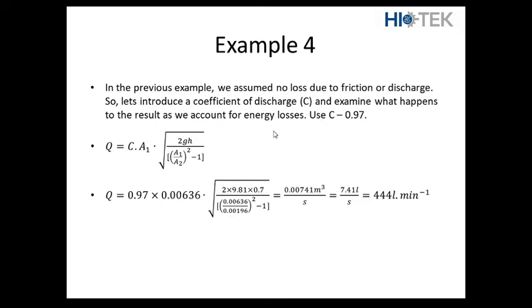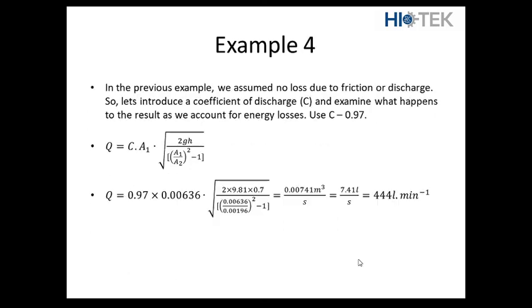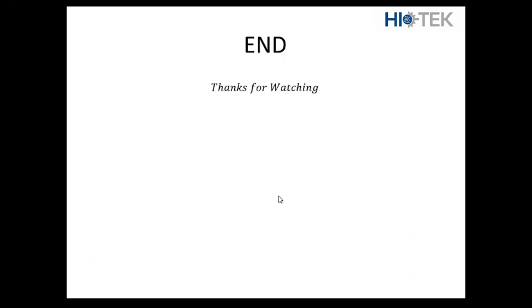It's actually pretty high for this kind of application, but we'll just use it as an example to see how it affects the result. So if we add that constant in, multiplying exactly as before, we get 444 liters per minute, which actually means you are losing 14 liters per minute just because of that 3% drop in efficiency. And that's pretty much it.